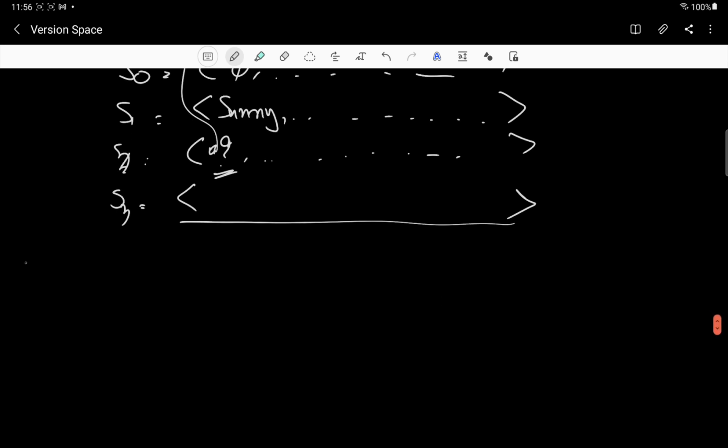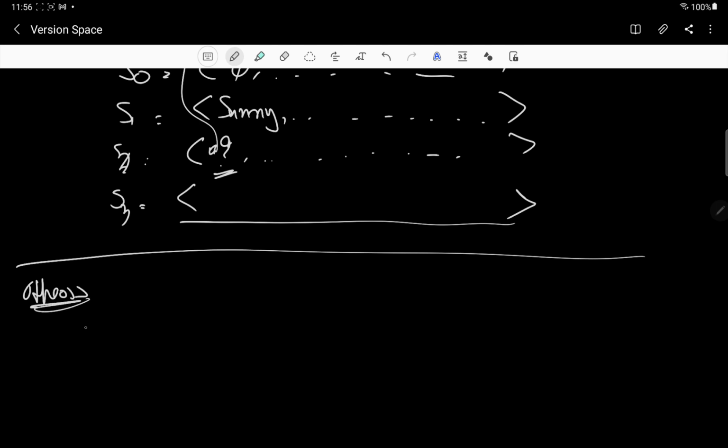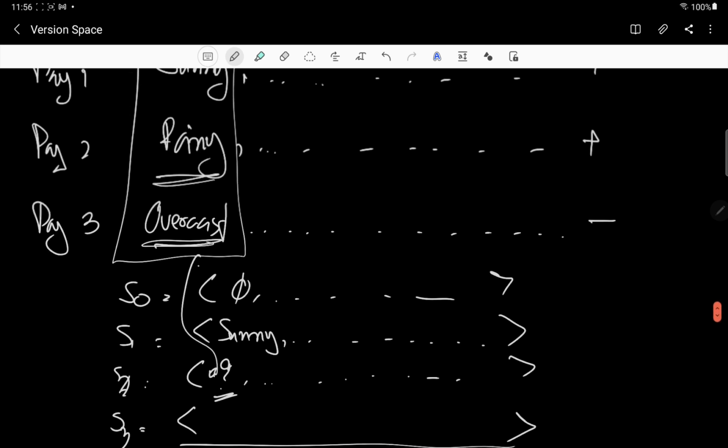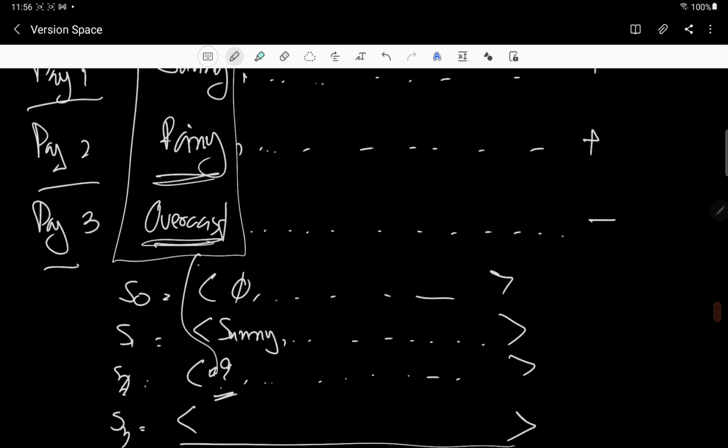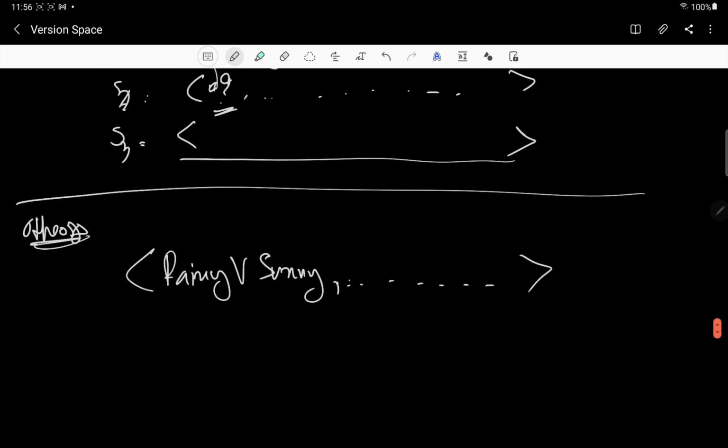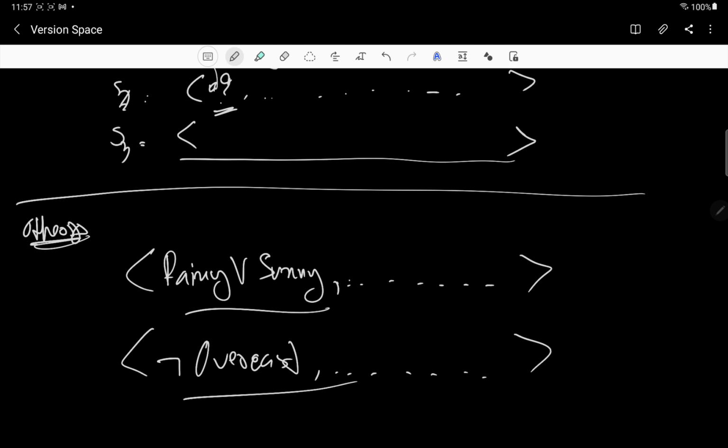But in other representations, of course, we can change it, but this is not the one that we used, right? For example, we can use rainy or sunny. If we use something like this, sunny or rainy, of course, this can cover just day one and day two, not day three. That is the one that we want, right? Or maybe we can change it into not overcast, right? So these two representations are not included in our representation, right?